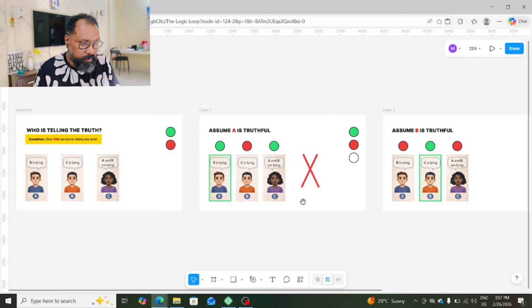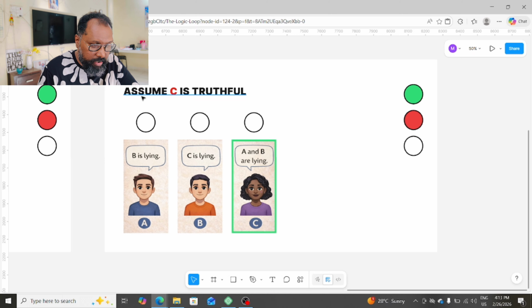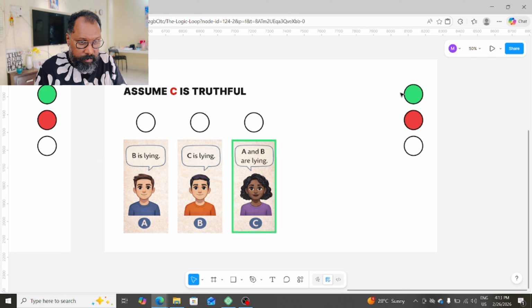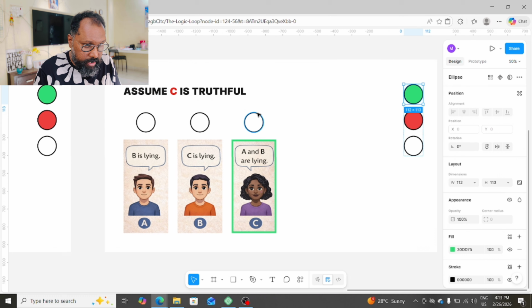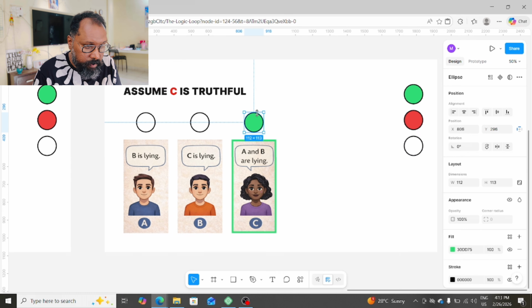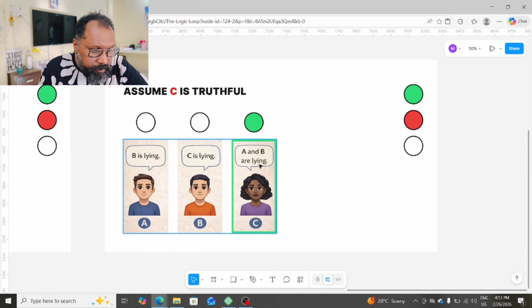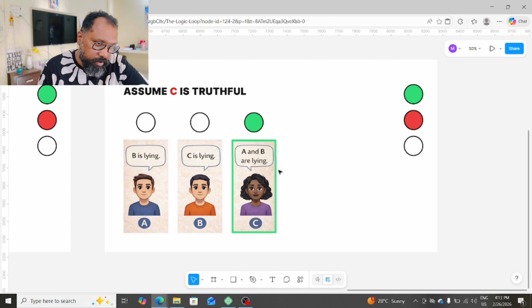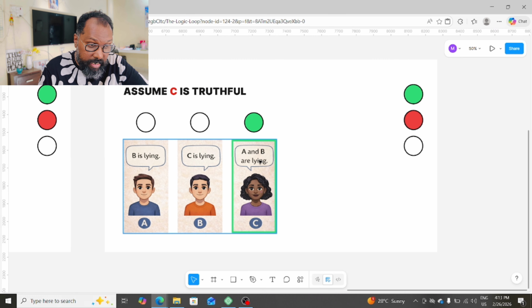In case 2, we have already seen that the assumption worked well, but still for completeness, we have to test case 3. Now in case 3, we had to assume that C is truthful. So let's make C a truthful guy. Okay. Now C says A and B are lying. And since C is a truthful guy, we have to say that A and B are lying, and we have to believe that. So which means that both A and B are lying.